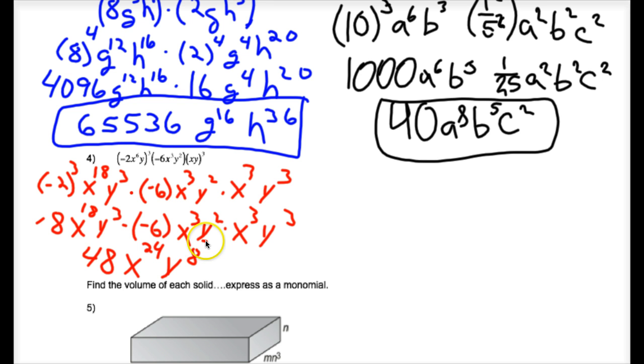Wait, isn't it multiplication? Not at that step. At that step, you gotta use the power of a power rule, right? Once you get rid of parentheses, you gotta use the product rule. What is x to the 18th times x cubed? X to the 54th or x to the 21st? What do you do with your exponents when you're multiplying the same base? You add them. Do not start multiplying them there. You add them to get x to the 21st.